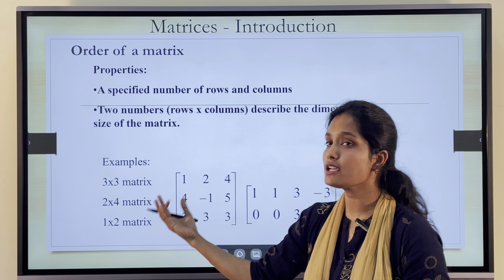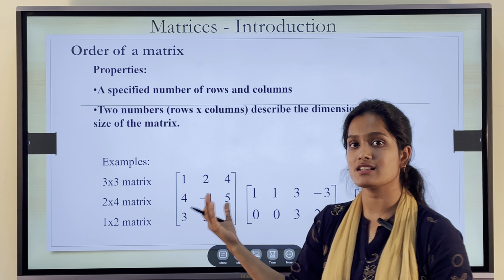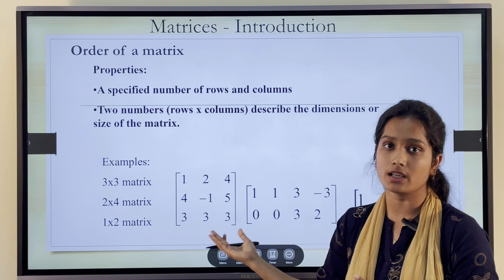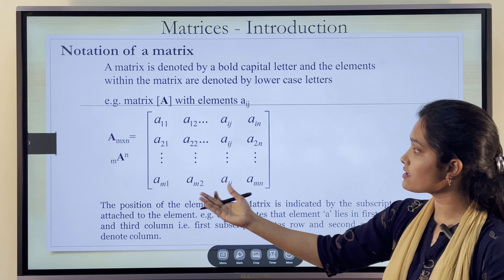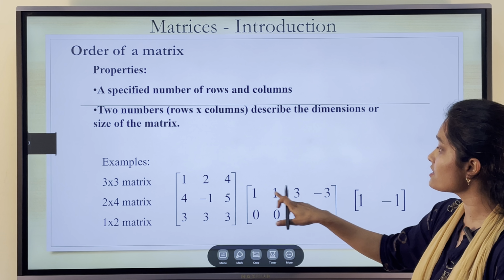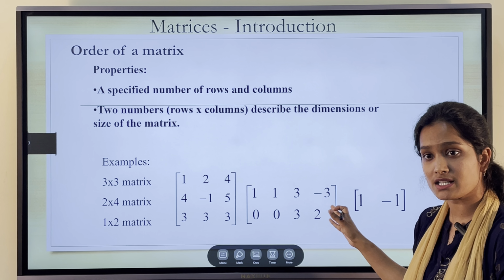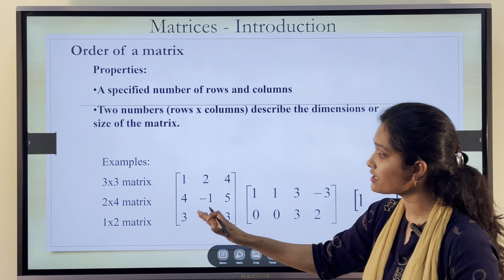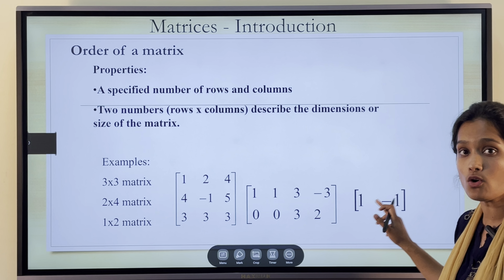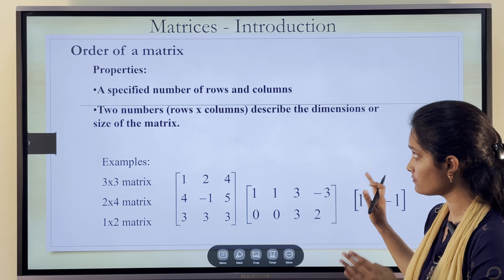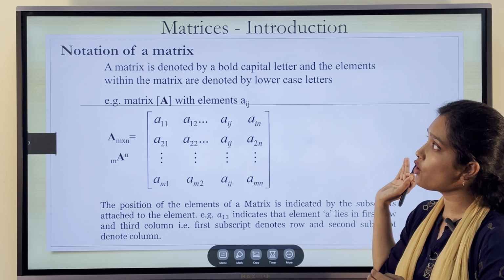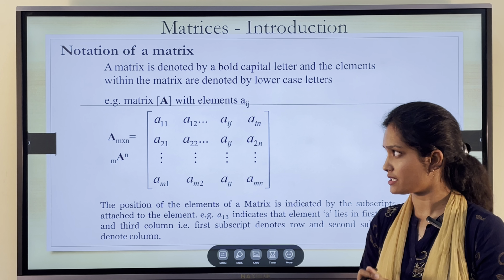So if it is a 3 by 3 matrix, then it means that this matrix has 3 rows and 3 columns in it. And if it is a 2 by 4 matrix, then it has 2 rows and 4 columns in it. While if it is a 1 by 2 matrix, then it will have 1 row and 2 columns in it. So then we move forward to notation of a matrix.